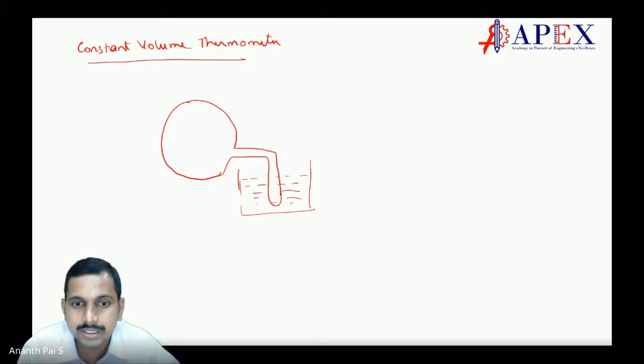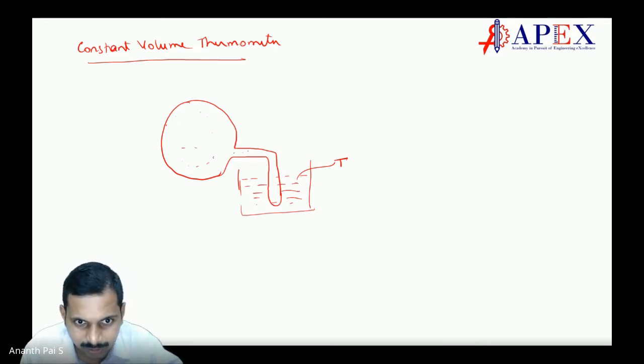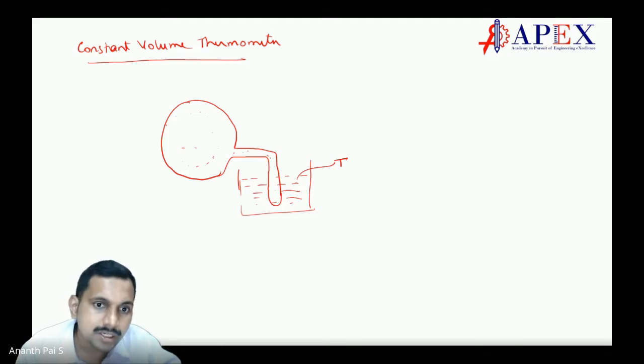This is a temperature, say T0 or T. And then you have the gas over here. Inside this there is a gas. Now what is happening is this gas, whatever gas is there in between, its temperature is measured by way of pressure.